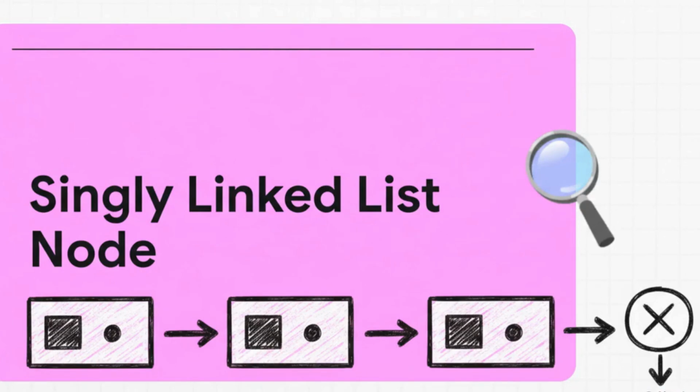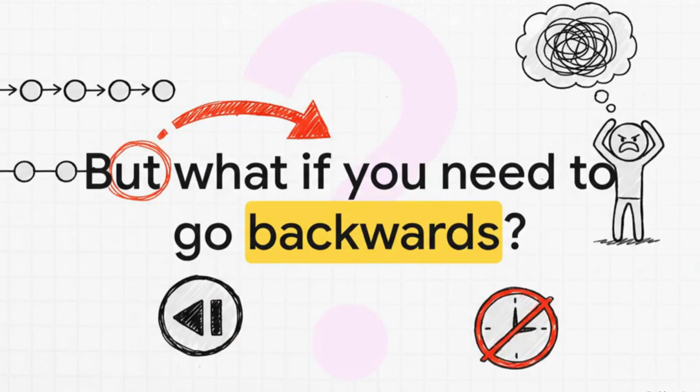So the simplest form is the singly linked list. Each node is really straightforward. It holds your data, and it has one pointer that points to the next node in the chain. And the very last node? It just points to null, which is kind of like a sign that says, hey, the chain ends here. But with a singly linked list, you can only move forward. So what if you're at a node in the middle of the chain and you suddenly need to know what came before it? Well, you'd have to go all the way back to the beginning and walk the whole list again. Not very efficient, right?